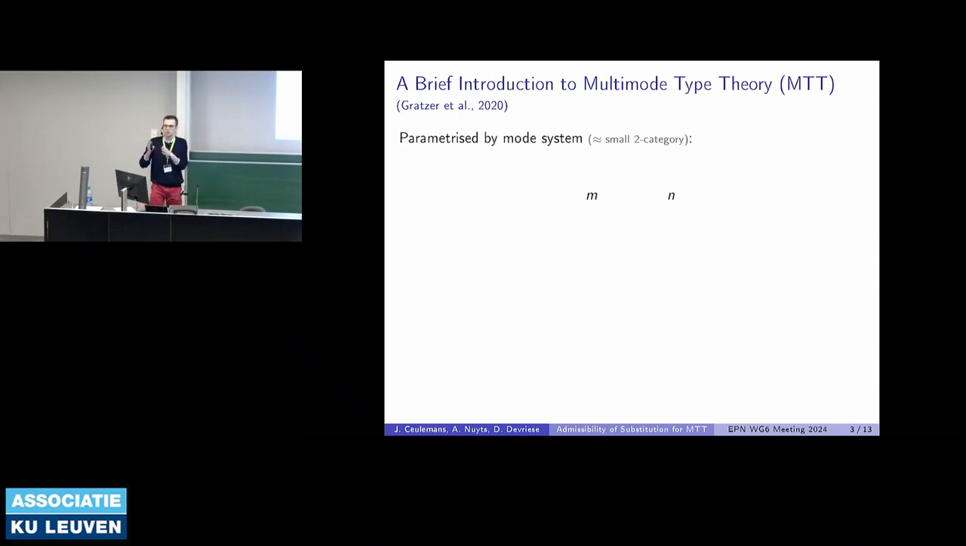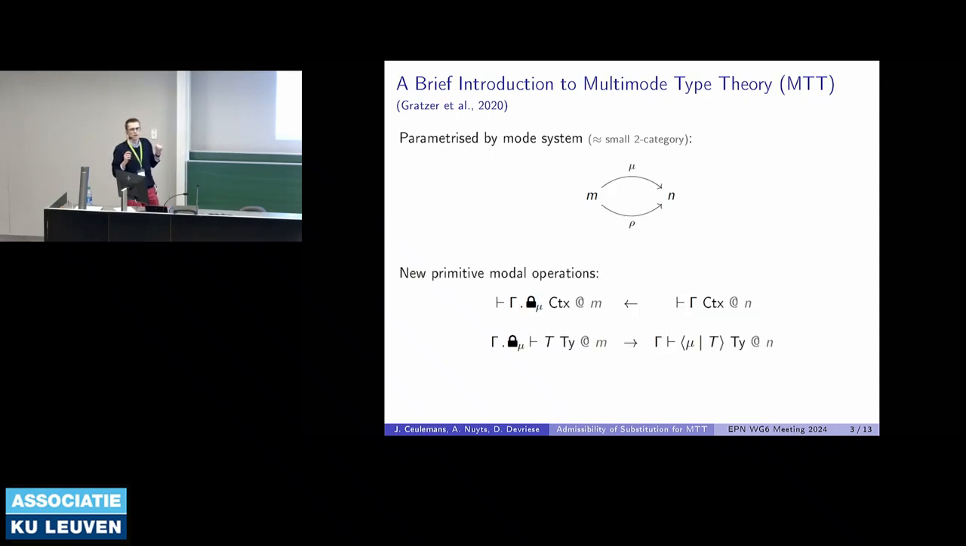And so every term, every type, and every context in MTT lives at a certain mode. Now, if we only have these modes, then we would have just separate copies of Martin-Löf type theory. That would not be very useful. But fortunately, there are also the morphisms, or the 1-cells of our mode system, and we call them the modalities. So if we have a modality mu from m to n, then we get a new constructor on contexts. We get a lock mu constructor that takes a context gamma at mode n and produces a context gamma lock mu at mode m.